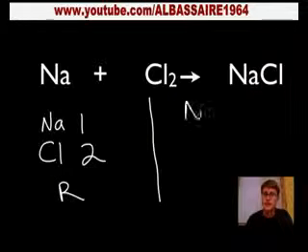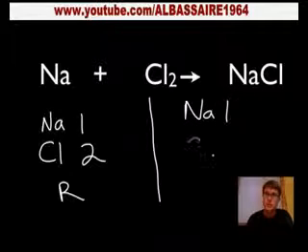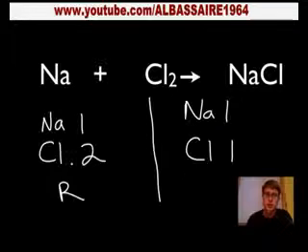How many sodium do we have? We only have 1 sodium. And how many chlorine do we have on the right side? Well, we only have 1 chlorine. So that's a problem, because on the product side, we only have 1 atom of chlorine.